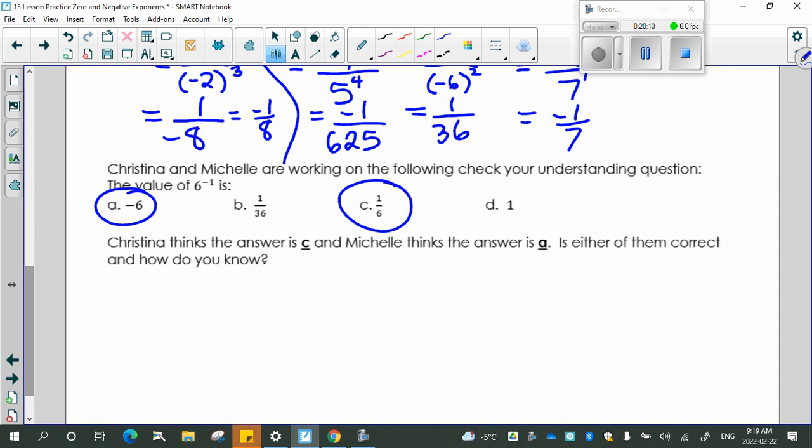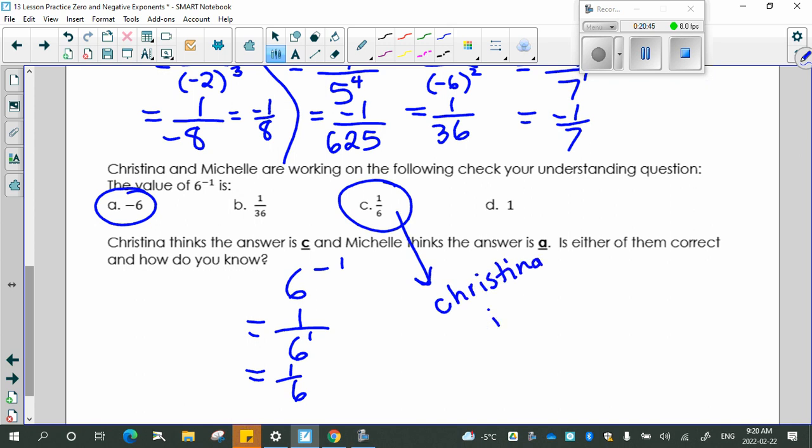So if I was doing a question like this, I would figure it out myself. I wouldn't look at any of the answers. I'd figure out myself what 6 to the negative 1 was. So I use my negative exponent rule. So 1 over 6 to the positive 1, which is the same as 1 over 6, which means Christina is correct. Okay, and we showed why because we showed our own solution.